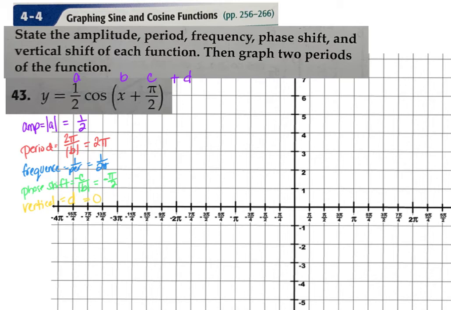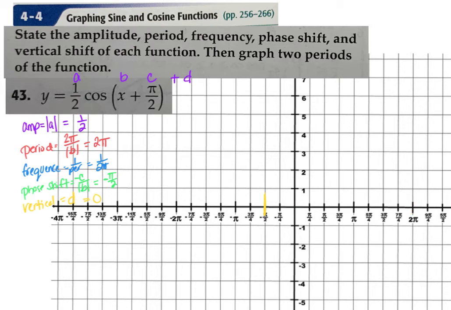And so for a cosine graph, we typically start at 0 and end at 2 pi, right? We now have a phase shift of negative pi over 2. So now I'm going to start at negative pi over 2, and I add my period to it. So if I start at negative pi over 2, where will I end?